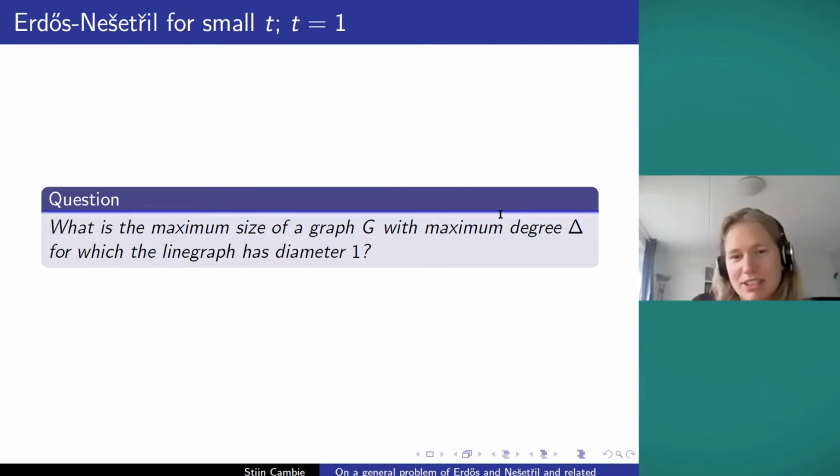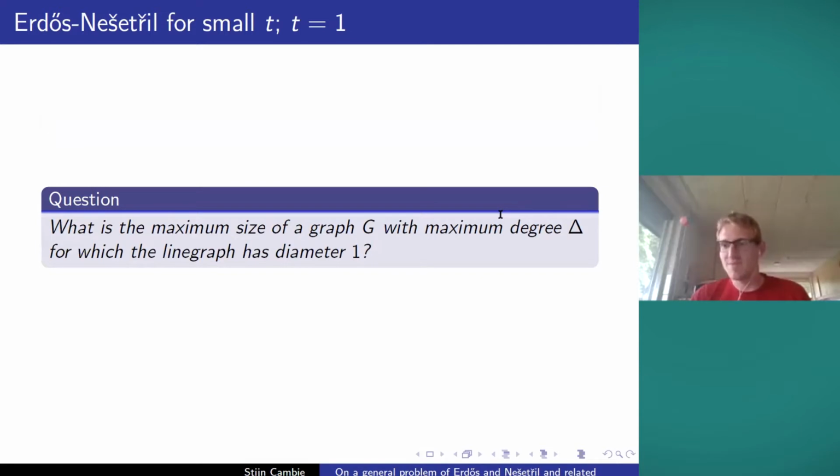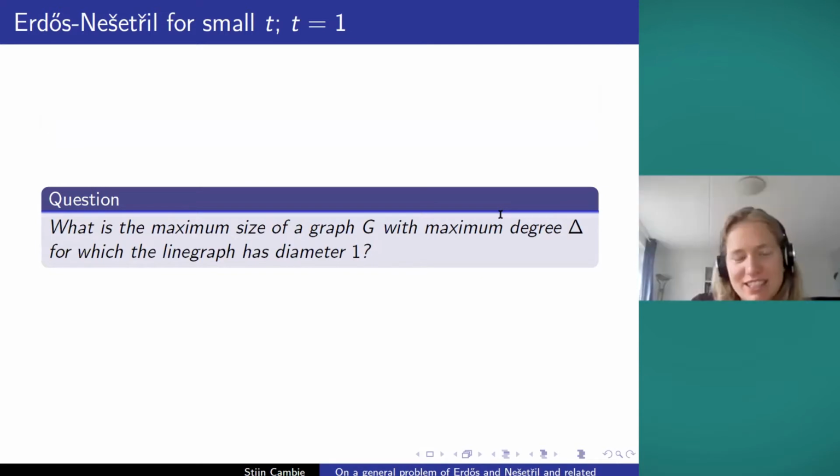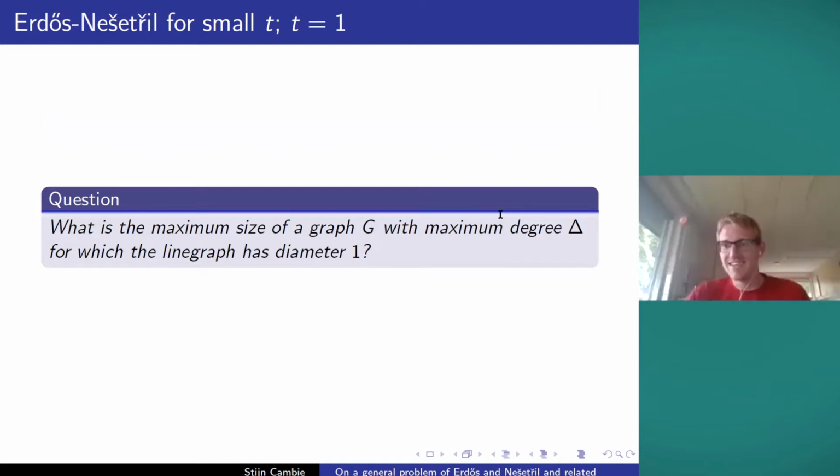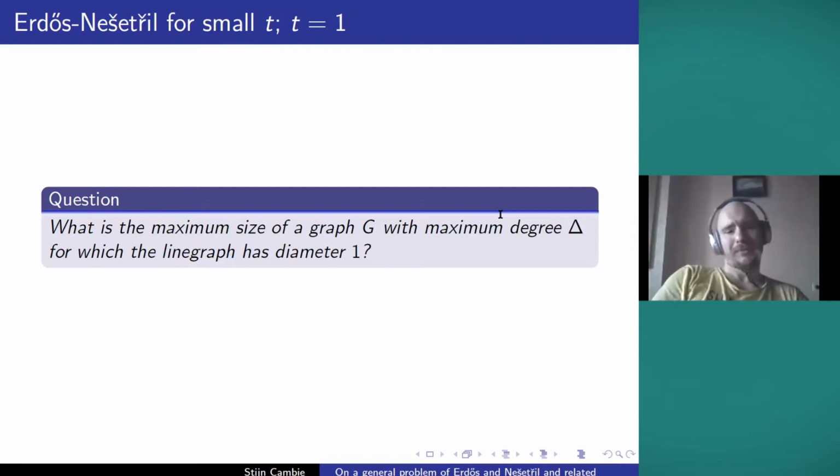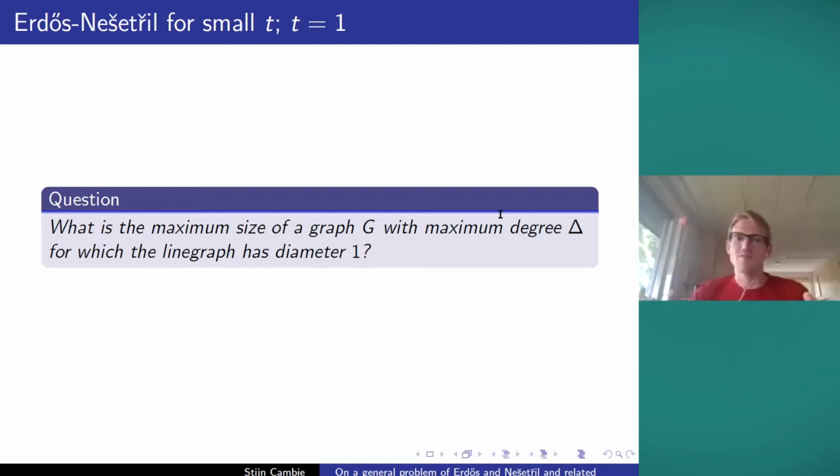You can take something like a star, maybe? Yeah, that's an example. So what size does that have? Delta. Yeah. A complete graph? No, the complete graph doesn't work this time. Yeah, so the line graph having diameter 1 implies that every 2 edges share a vertex.